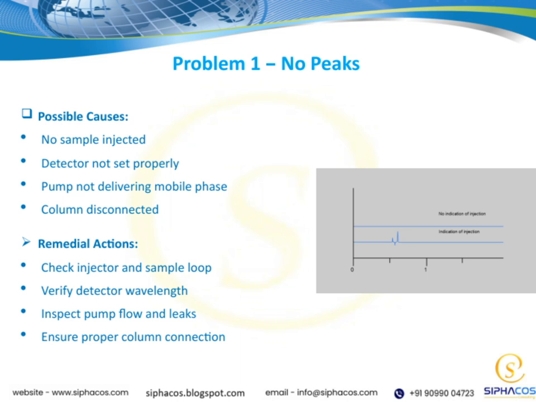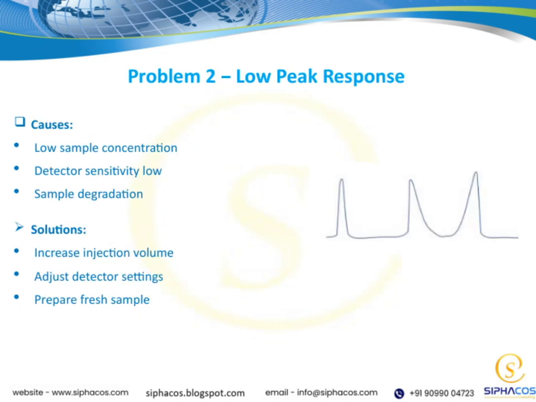By systematically going through these steps, you can identify and resolve the root cause of why you're not seeing any peaks in your chromatogram. Let's take a closer look at the second common problem, low peak response. This issue can stem from a few different causes.